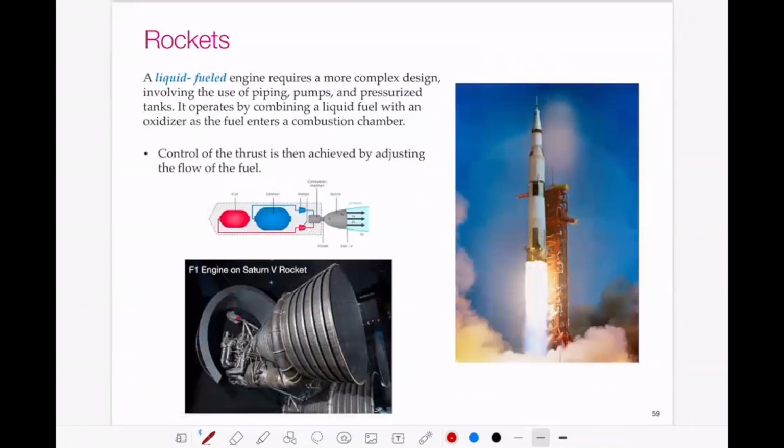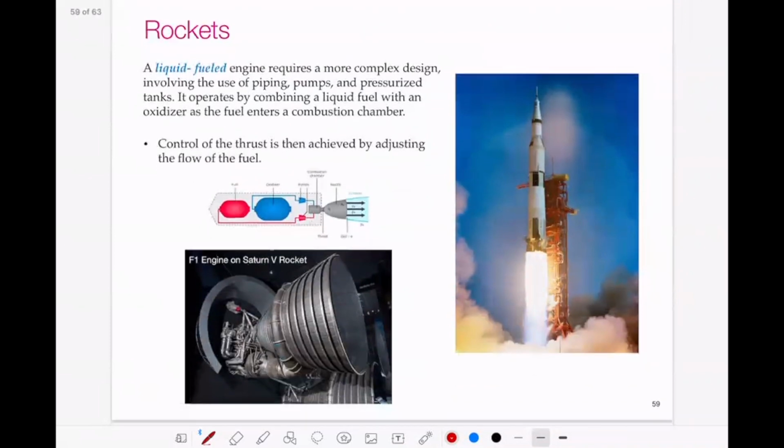So the other kind is a liquid-fueled rocket, and this is the kind of rocket that was used in the Saturn V Apollo missions. This requires a more complex design, but you can control the rockets, and you can turn them off because they require fuel to be added. It involves a system of piping, pumps, pressurized tanks, and it operates by combining the liquid fuel with an oxidizer as the fuel enters a combustion chamber. So you can control the thrust by adjusting the flow of the actual fuel.